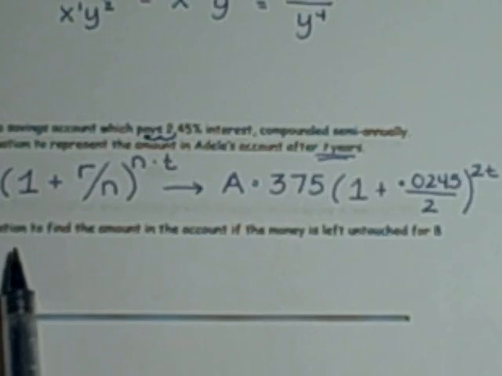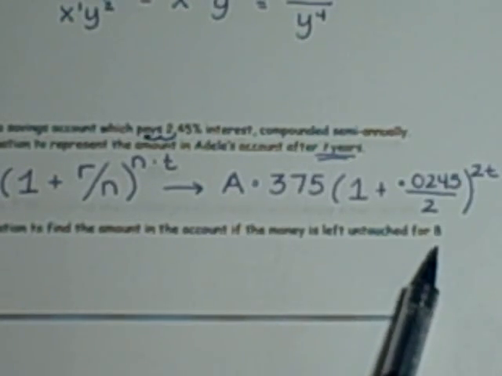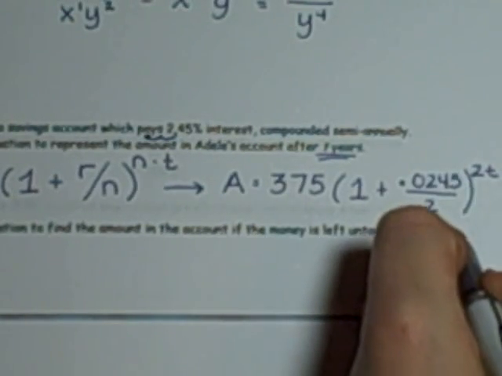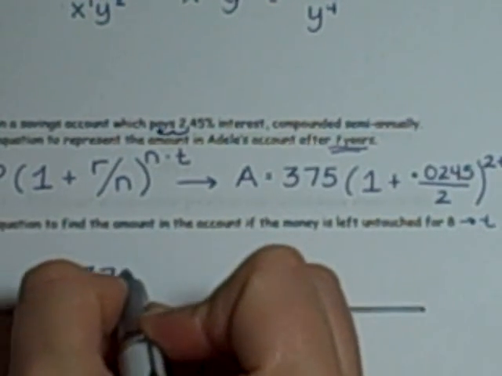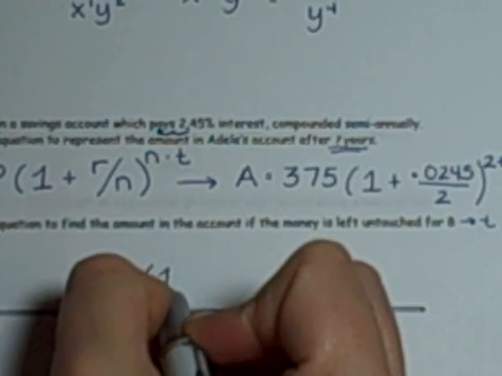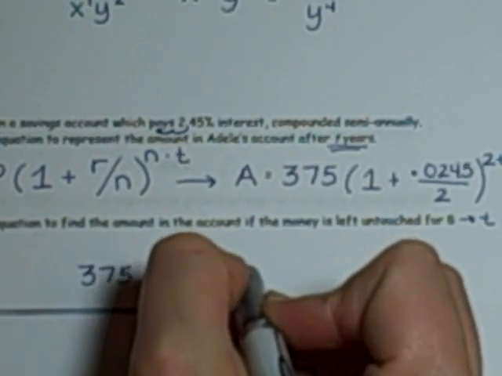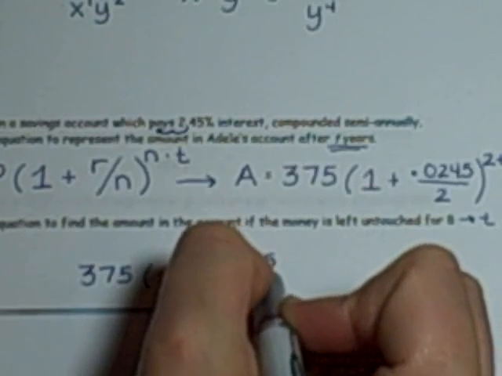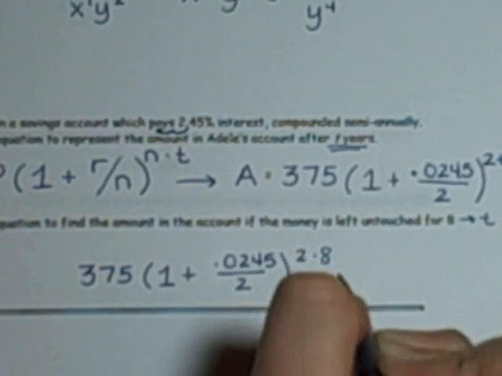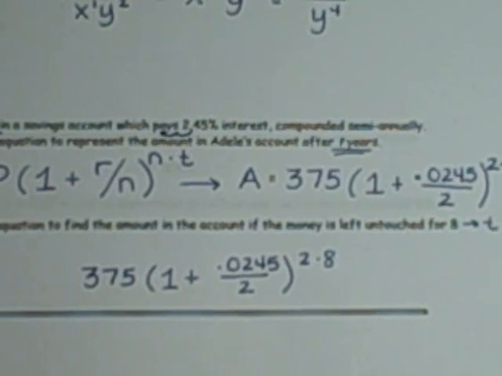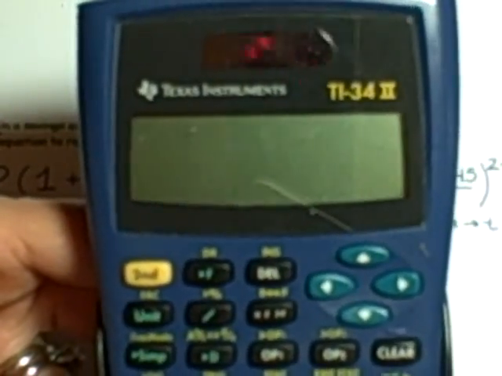Now question B says, use that equation to find the amount if the money is left for 8 years. So that 8 is now going to become my t. So I would just do 375 times 1 plus 0.0245 over 2 to the power of 2 times 8. And you can type that all into your calculator in one shot. In fact, I recommend that you do it all in one because otherwise people tend to make mistakes with order of operations. Let's see if you can watch me type it in.